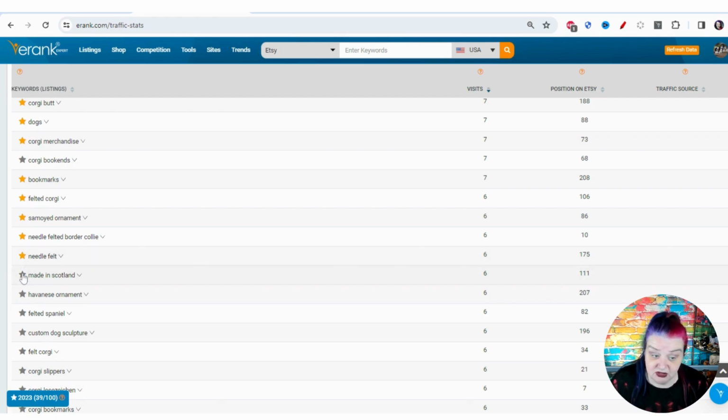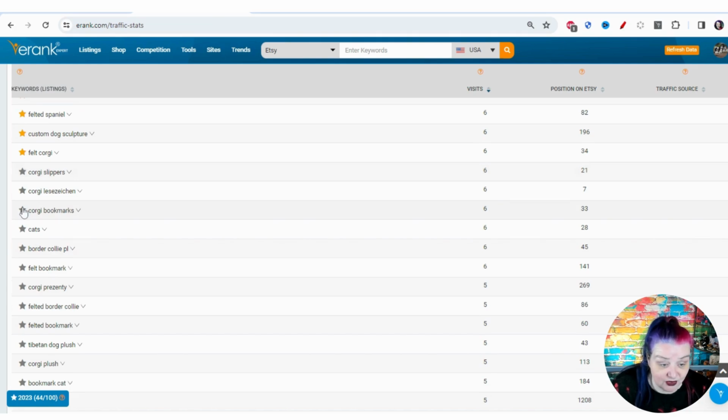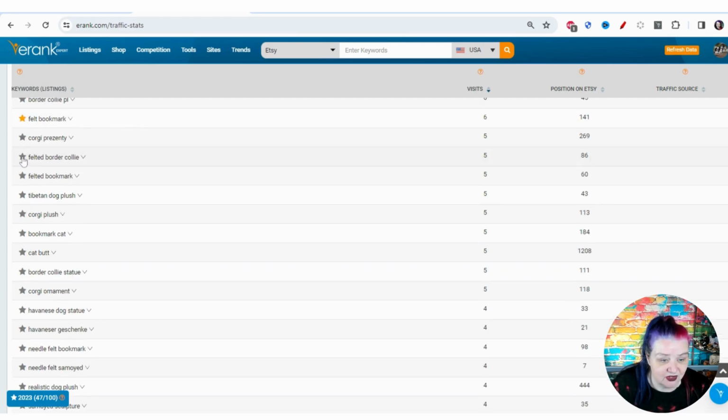Hey, made in Scotland. I used to have that as a tag. That's interesting. Just pick all of these that look kind of relevant, and these are keywords that kind of worked one way or another for me. Are they any good? Corgi slippers. No, I'm not picking that. Corgi bookmarks, plural. Yes. Cats. Yes.